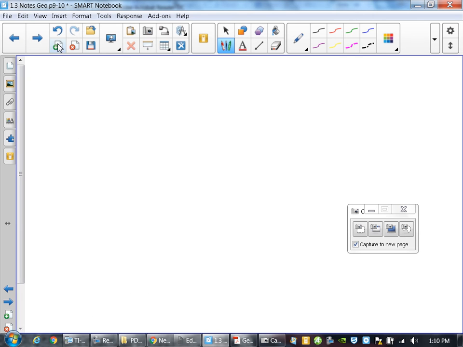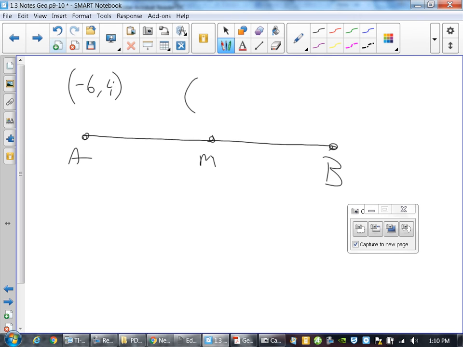Let me show you again. We start at -6 and 4. We pass through the midpoint at -10 and 1. Where do we end up? So think. -6 to -10. Did we go up or did we go down?